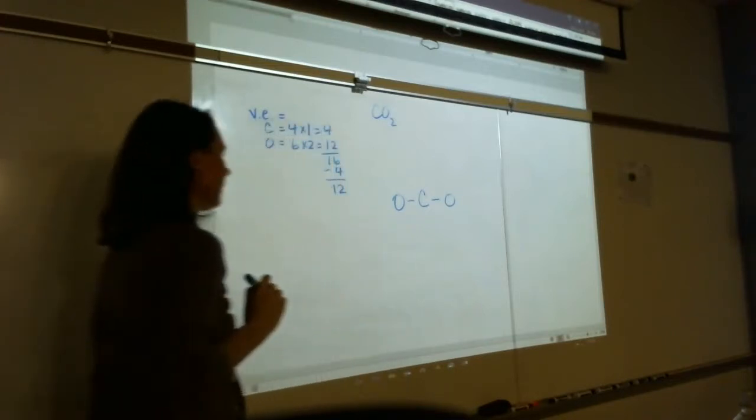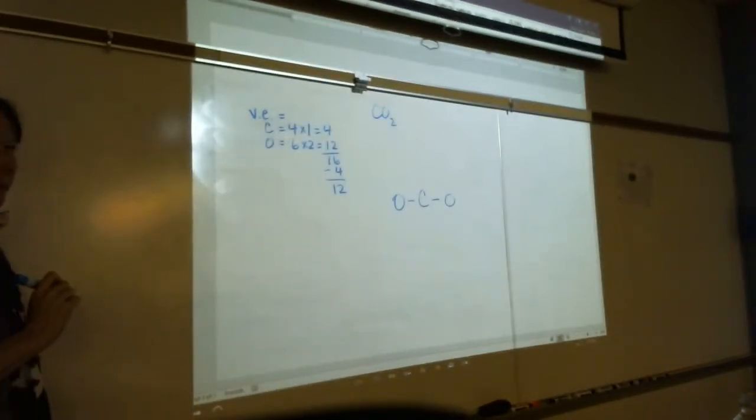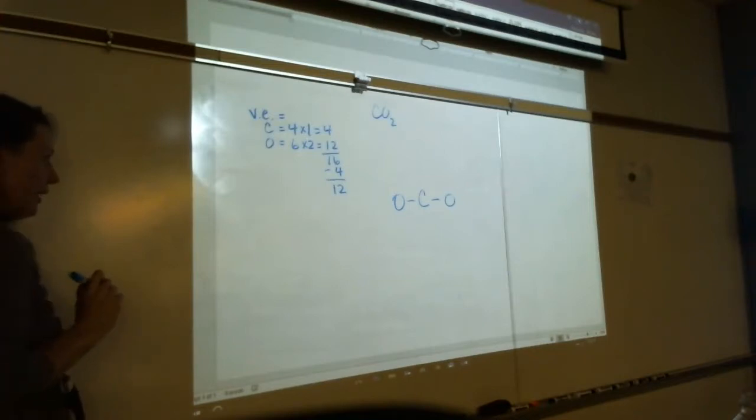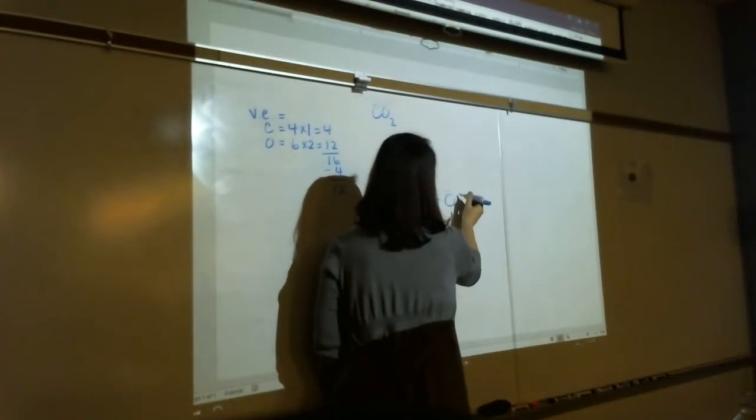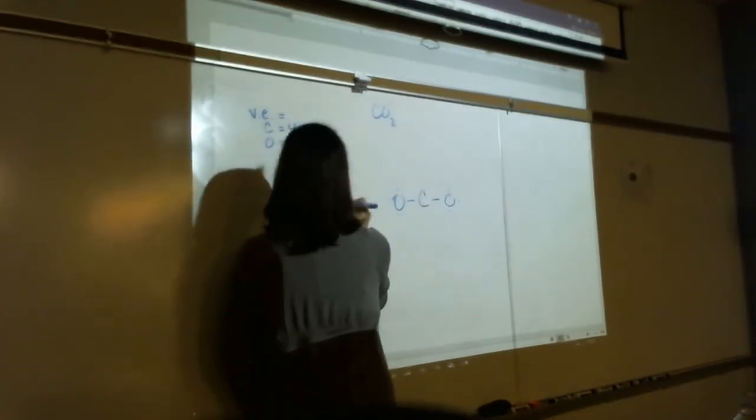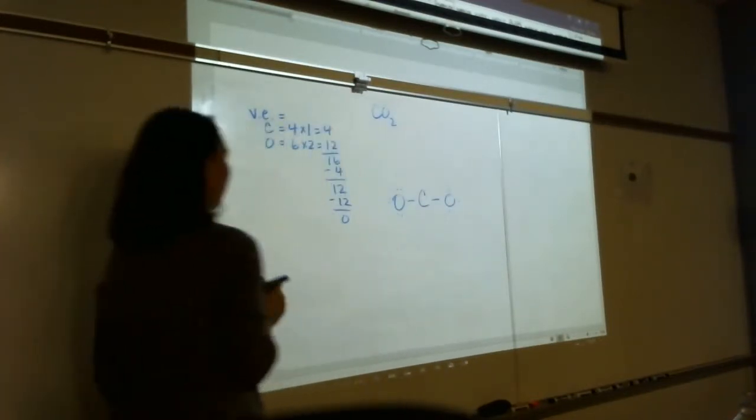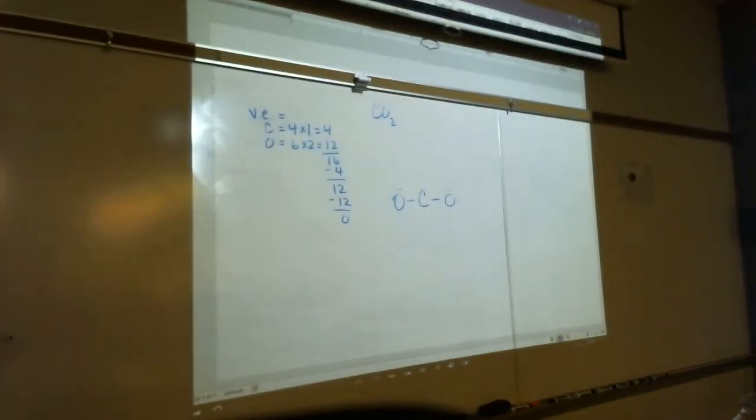What do we do next? Give the outer atoms an octet, right? So 2, 4, 6, 8, 10, 12. Okay, I'm out of electrons. I can't just start adding any more, right? Once I've used up my 12, I'm done.